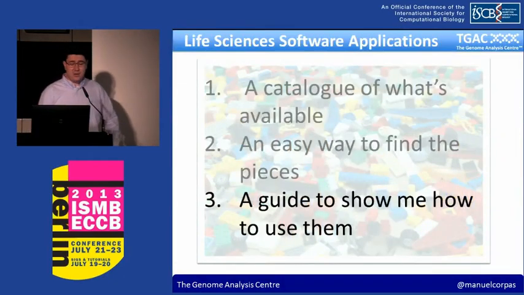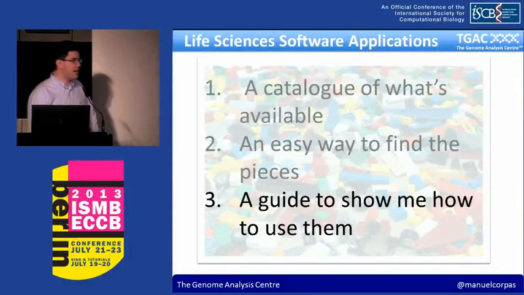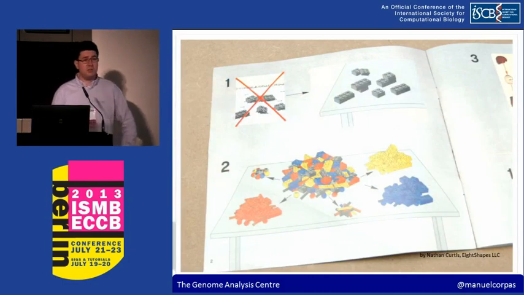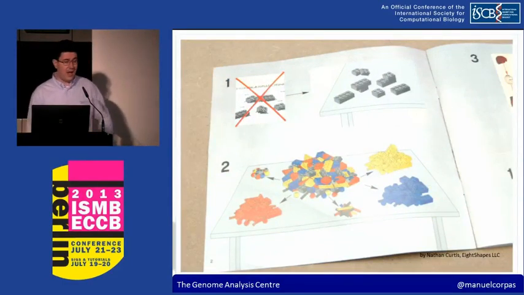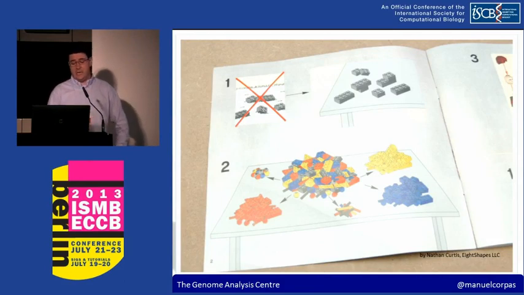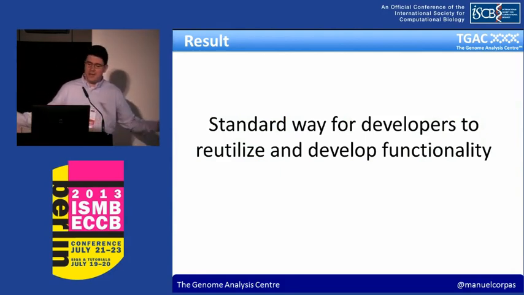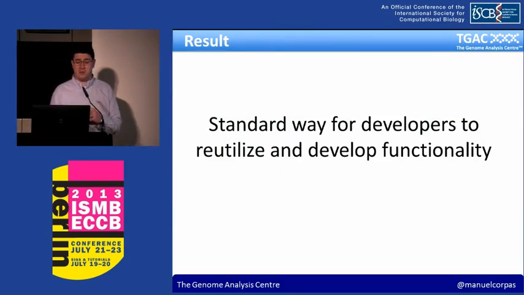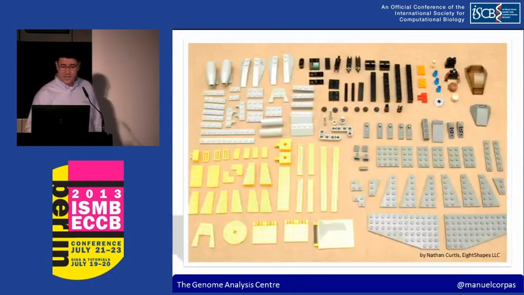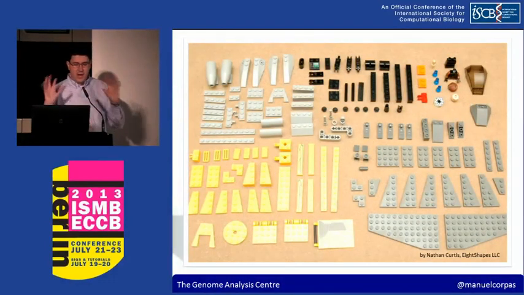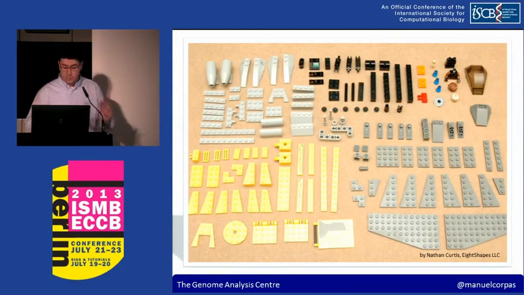And I want to have a guide on how to use them, because it can take a long time for me to learn how to use things. Some instructions: what pieces go with which pieces. I'd like to be able to see when I need to use one particular piece first and another piece second. So that in the end, if I'm really happy, I'll have a standard way to develop and reutilize the functionality. I can have all the pieces nicely ordered out there and it's really easy for me to see how to put them together.